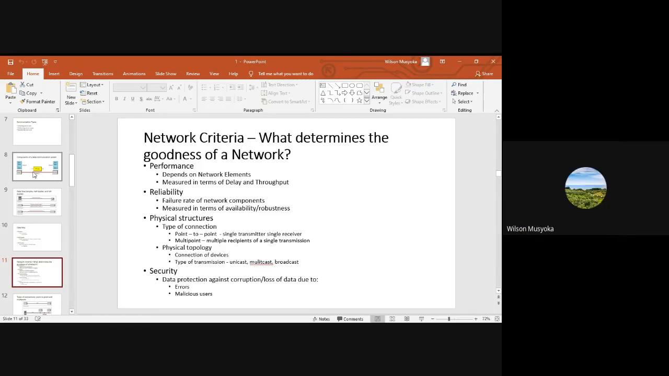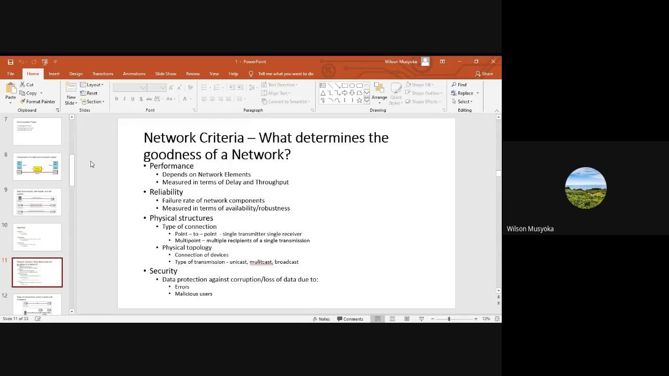So what determines a good network, or what determines the goodness of a network? When we say this network will enable proper data communication, what is that? What makes it the best network? One of them is performance. That is one of the metrics used to measure a network, and it depends on the network elements, especially the hardware and the software. Later, we will come back to this and see the network elements. It is measured in terms of delay and throughput.